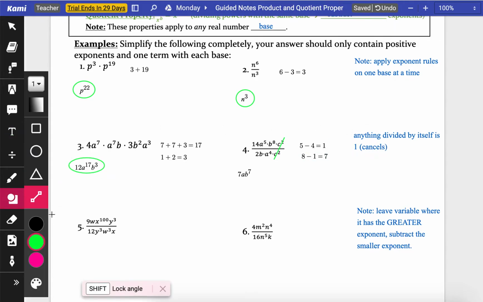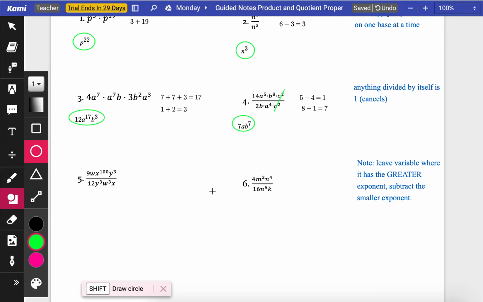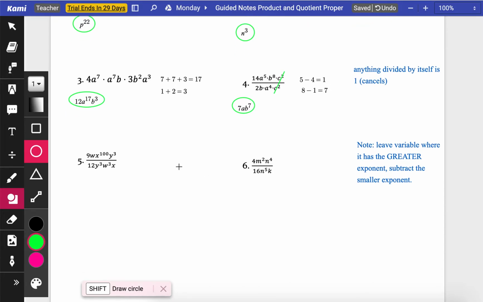So all we're left with, we handled the coefficients, the a's, the b's, and the c's. We're left with 7ab to the 7th. Next example, we're stepping it up a little bit more still, but we're going to do the same thing.